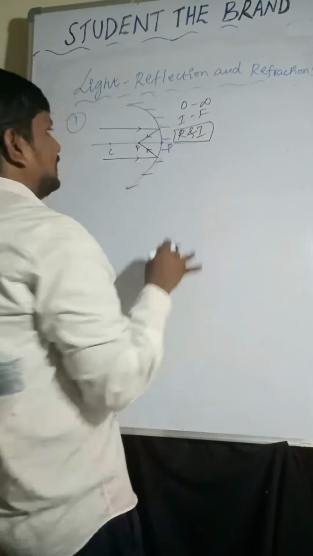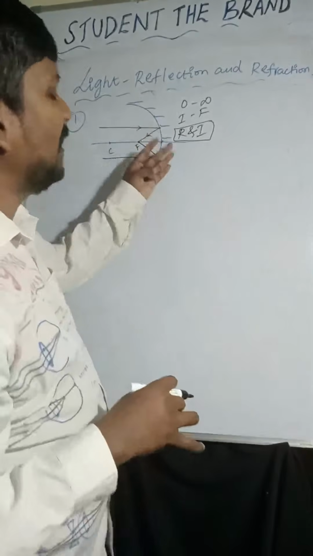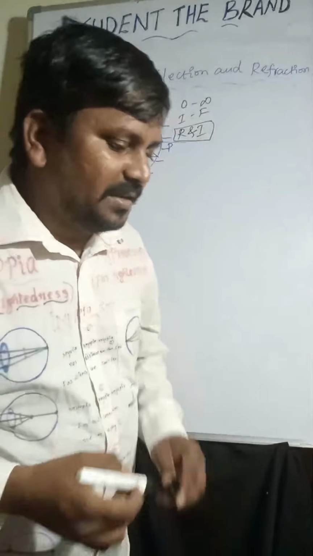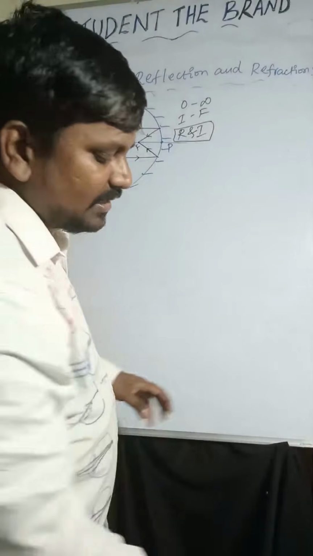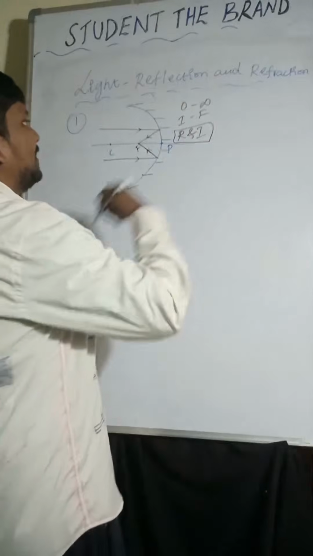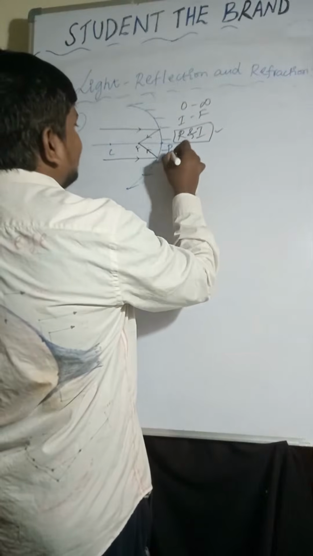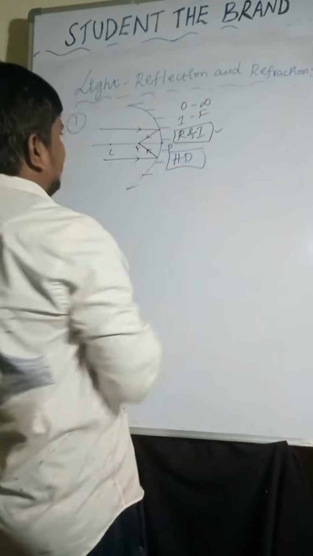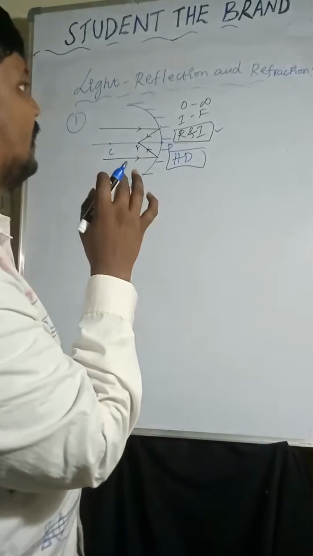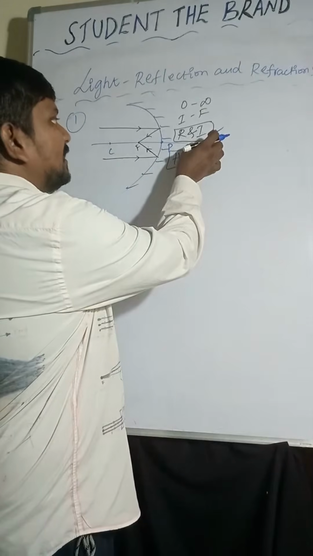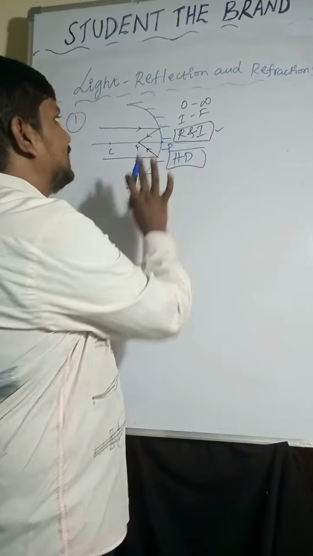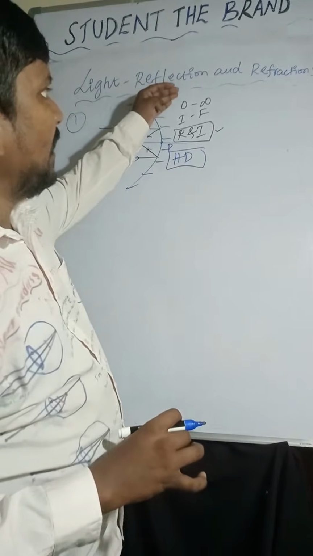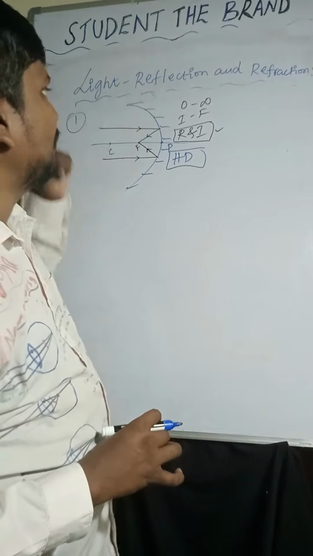So you need to understand the difference between nature of the image and size of the image. Nature of the image is real and inverted. Size of the image is highly diminished. Object is placed at infinity. Image is forming at focus.